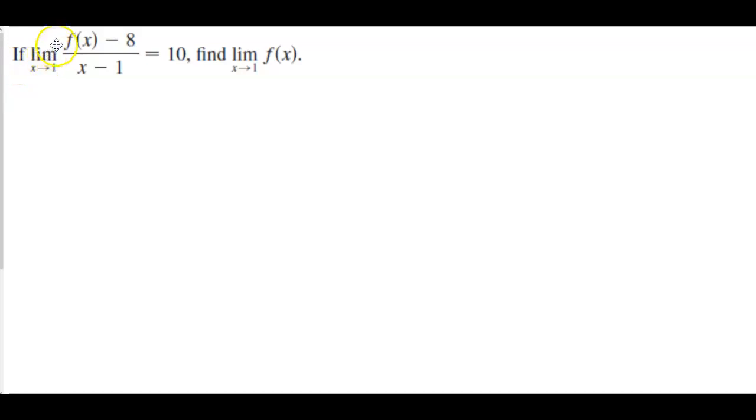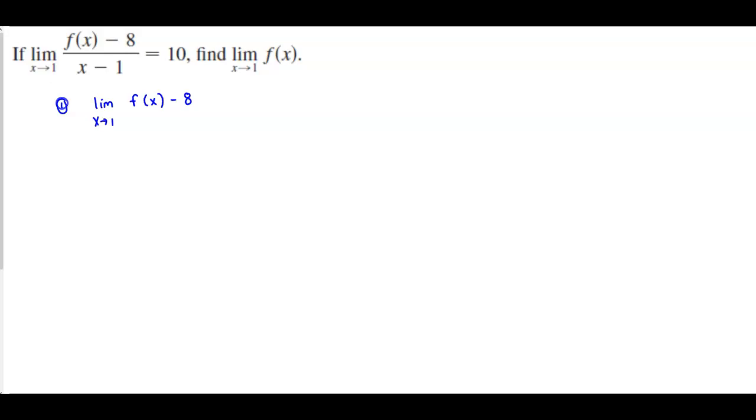If the limit of the function (f(x) minus 8) over (x minus 1) is equal to 10 as x is approaching 1, we want to find the limit of the function when x is approaching 1. So the first thing we're going to do is start out with the numerator here, where the limit as x approaches 1 of f of x minus 8.